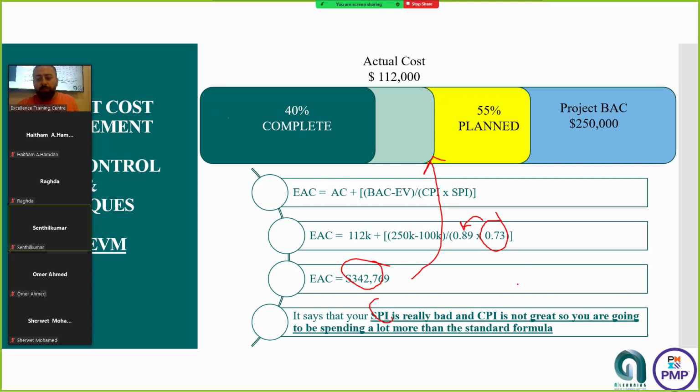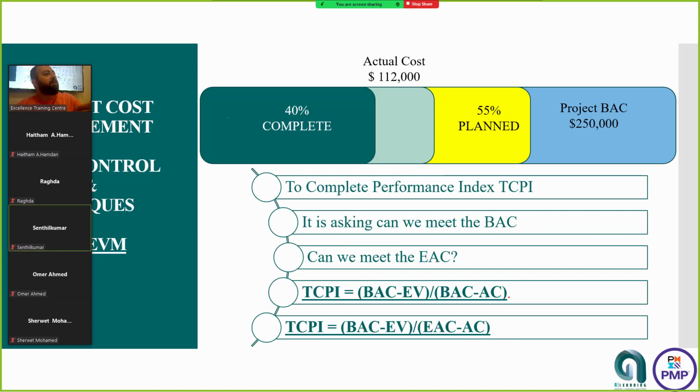So please have a better performance for your schedule and a better performance for your cost. And now, the to complete performance index, it's asking, can we meet what we have budgeted based on what we have now? On the performance, let's say, enhancement and development, can I meet that? Have BAC minus EV over BAC minus AC, and I'll have also another equation considering the EAC, okay?